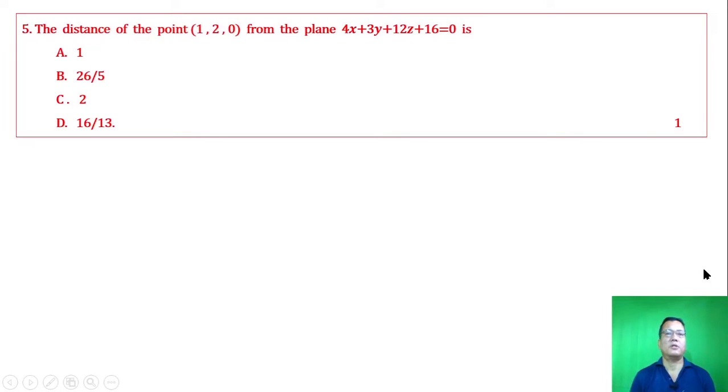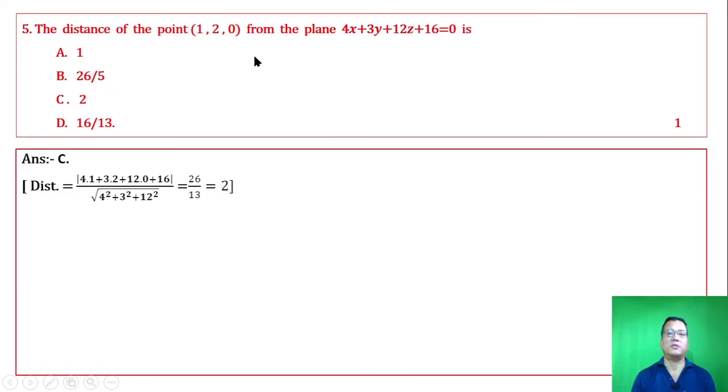Question number 5. The distance of the point 1, 2, 0 from the plane 4x plus 3y plus 12z plus 16 equal to 0 is? The distance of this point from this plane is the modulus of 4 into 1 plus 3 into 2 plus 12 into 0 plus 16, divided by the square root of 4 square plus 3 square plus 12 square. We get 26 by 13, that is 2. So the correct option is 2.